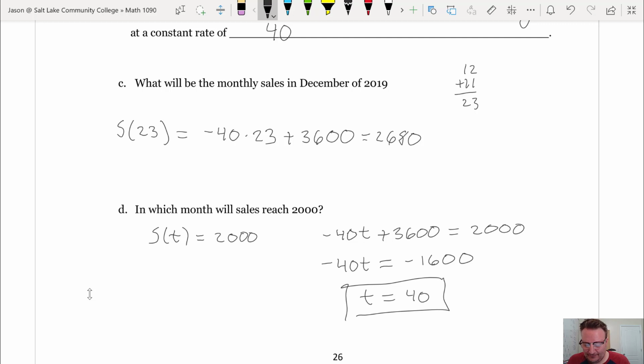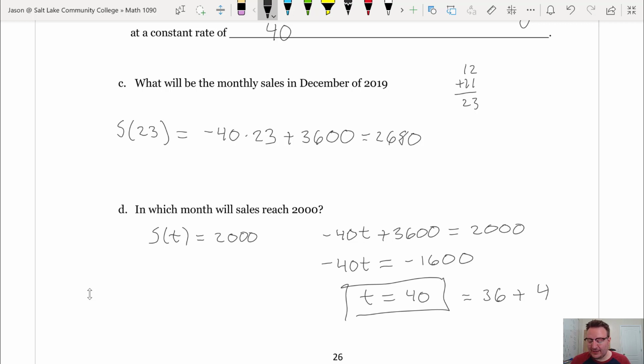So what month is that? Well, if we divide 40 by 12, that's going to give us the number of years, plus the remainder will be the number of months, right? Of course, 12 goes into 40 3 times, or in other words, 40 equals 36 plus 4, and 36 is 3 times 12. So 40 months is a full 3 years and 4 months beyond January of 2018.